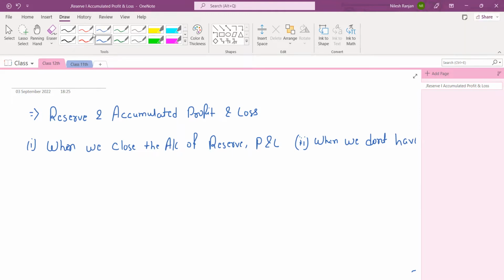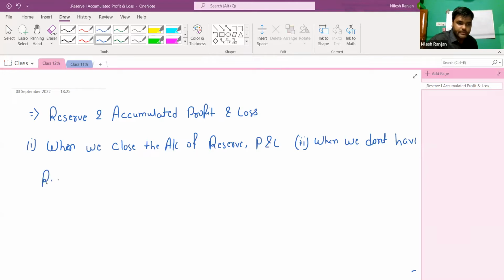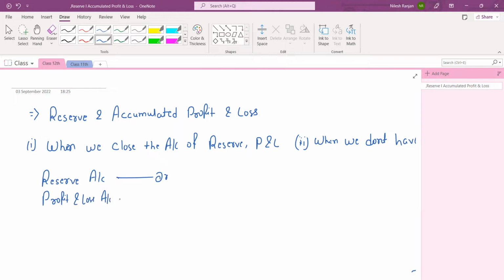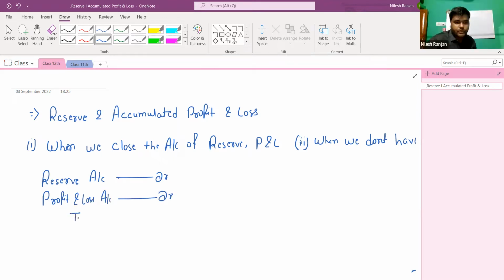Yes. Okay, so when we close the accounts of reserves and profit and loss, we have to transfer the balance of reserves, whatever the balance, that is reserve account debit, profit and loss account debit, and to partners' capital account. And we have to distribute this in the old profit sharing ratio.